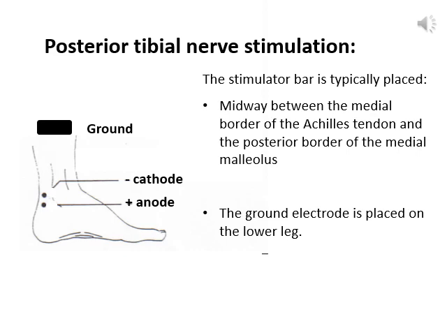The ground electrode is placed between the stimulator and first recording electrode, which is usually at the knee, so the ground is placed somewhere on the lower leg.